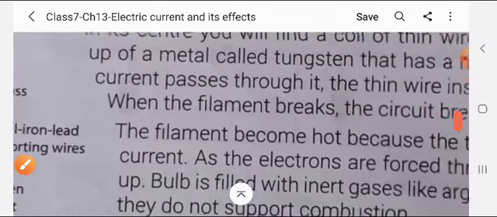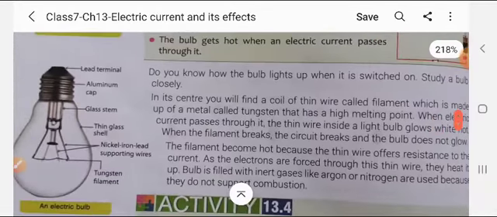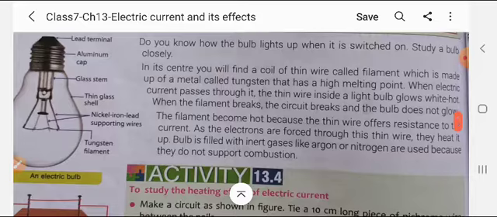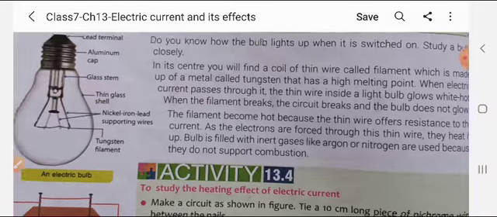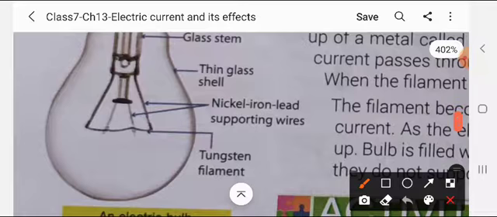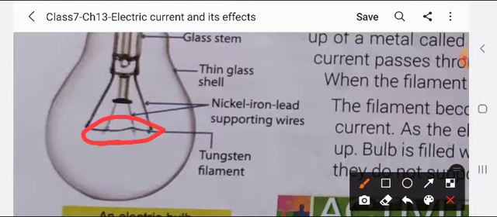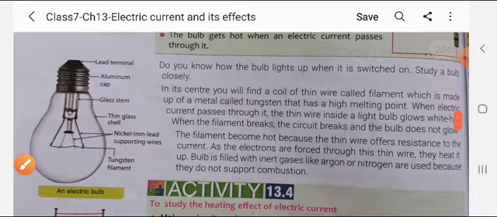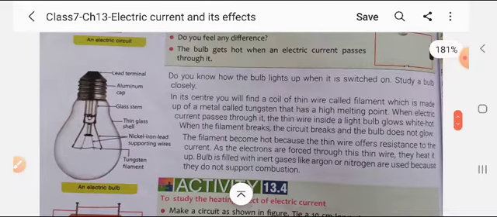Now, when the filament breaks the circuit, you can see here that when an electric current passes through it, the thin wire inside the light bulb glows white hot. Suppose this filament breaks from anywhere, then the bulb will not glow, student. So when the filament breaks, the circuit breaks and the bulb doesn't glow.